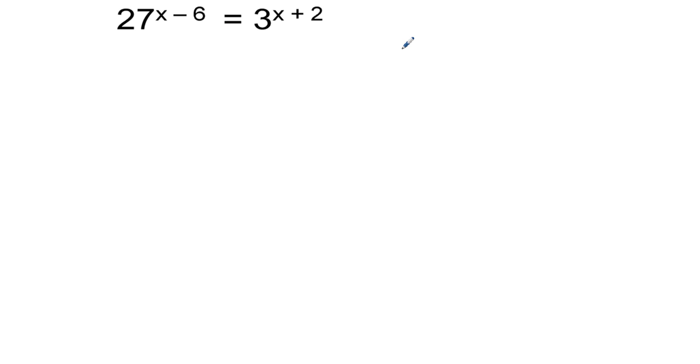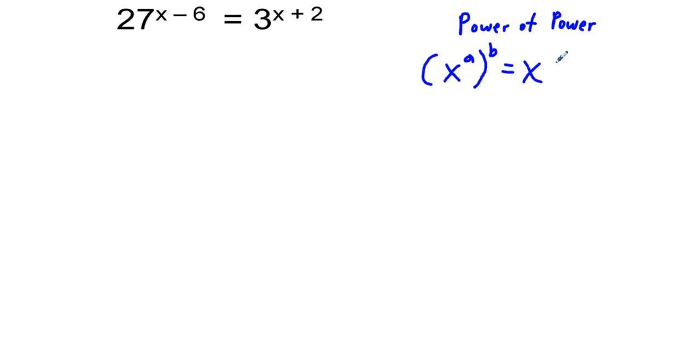For this problem, we're going to use a particular property of exponents. It's called the power of a power rule. This is basically what it is: if you have a quantity, x to the power of a, and we parenthesize this x to the power of a and raise that to the power of b, we're going to have x to the power of a times b. So that's the rule we're going to feature here.